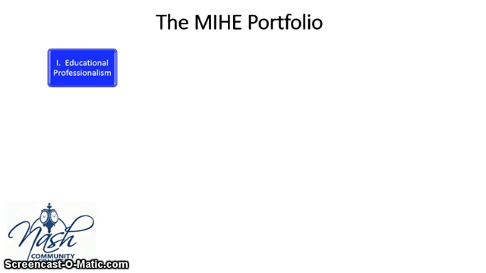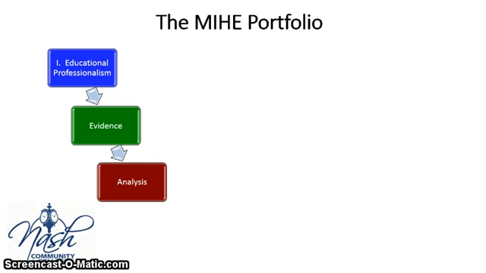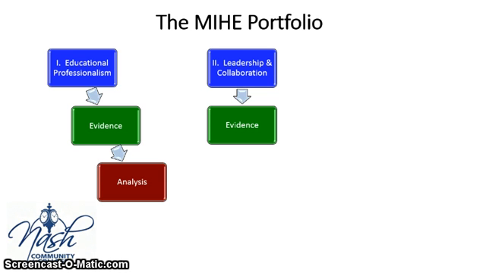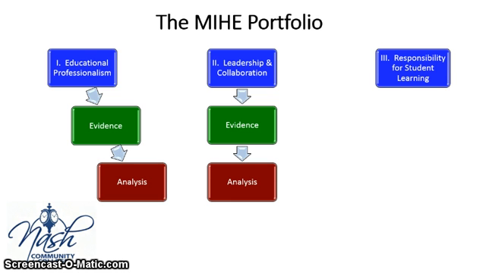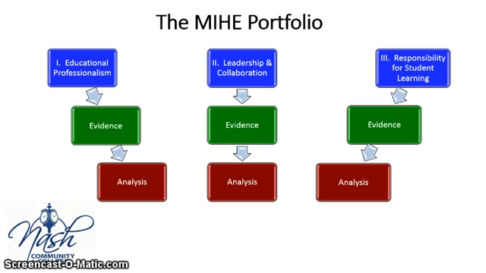So for educational professionalism, we're going to identify evidence or artifacts that help to authenticate your work as an educational professional. We're going to spend some time analyzing that. For Standard 2 on leadership and collaboration, again, we're going to find evidence or artifacts that authenticate or substantiate your work as a leader and a collaborator at NCC, and then we're going to spend some time analyzing that. Responsibility for student learning, finding evidence, and then building some analysis around that.